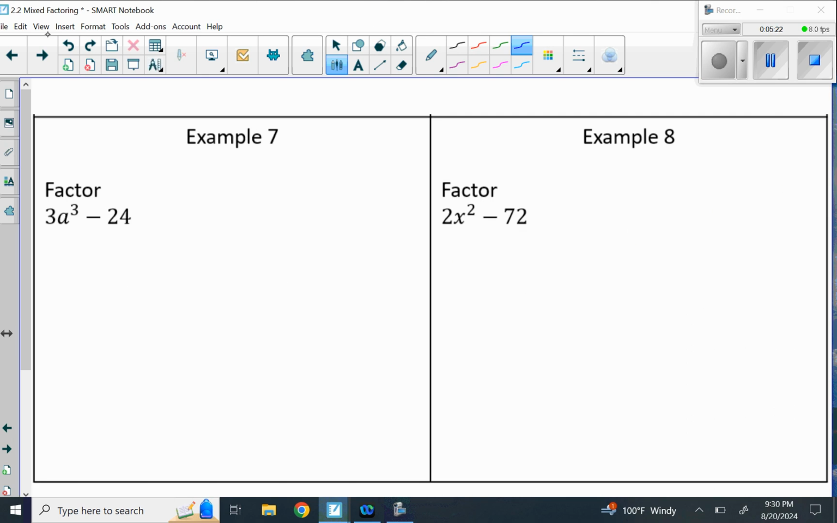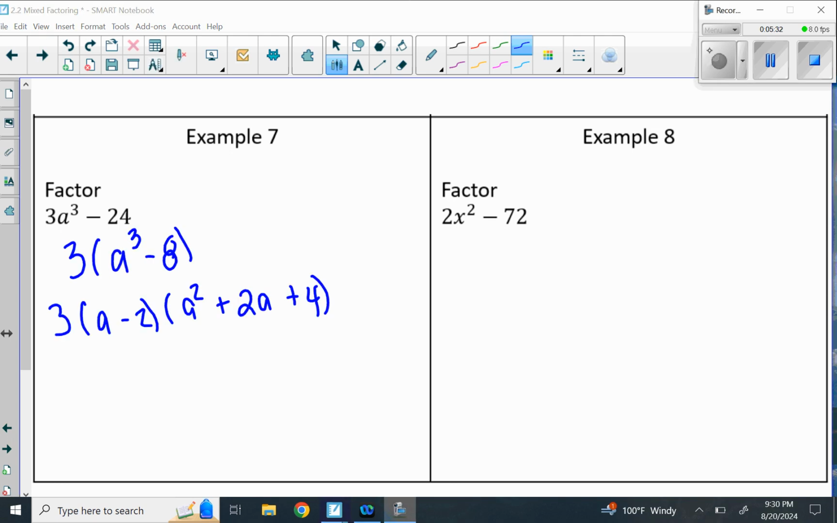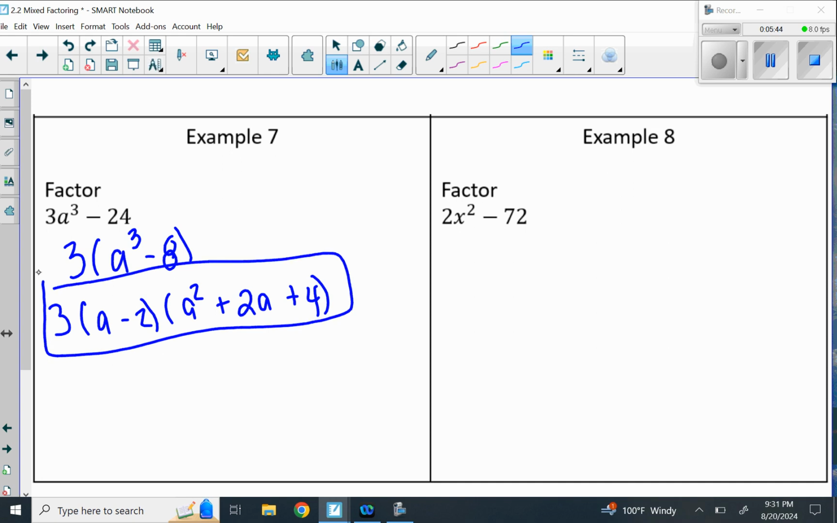Alrighty, try example 7. If you need to use your flowchart, use your flowchart. I'll give you a hint. Check for a GCF. Alrighty, there should have been a GCF of 3, and then you have a cubic binomial. So that's our flops and sops. So this should be what you get. And then you might be like, oh, Miss, there's still a trinomial. This trinomial, when you do your cubic binomial, flops and sops, will never factor more.